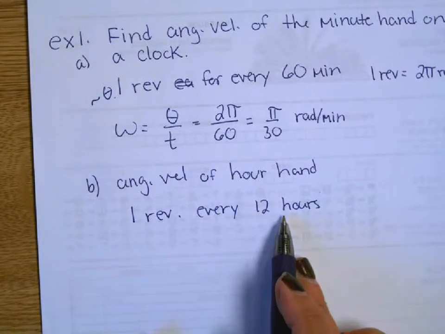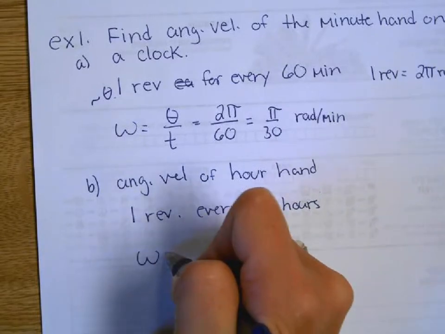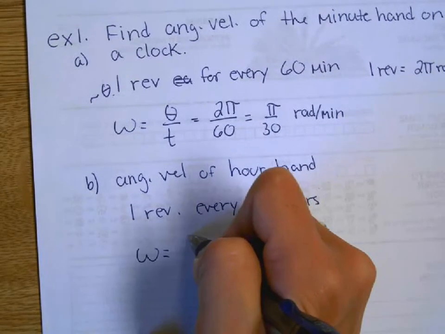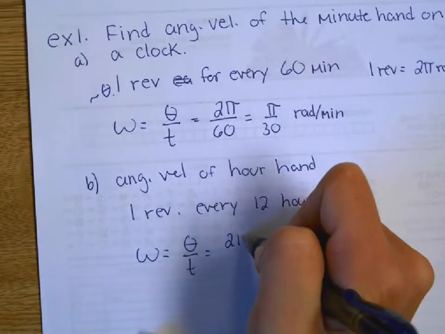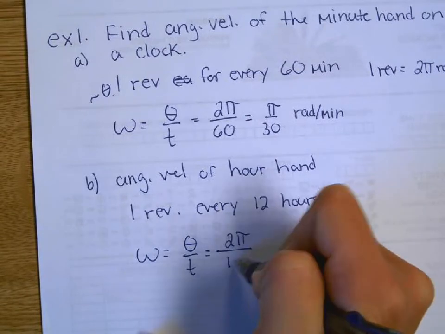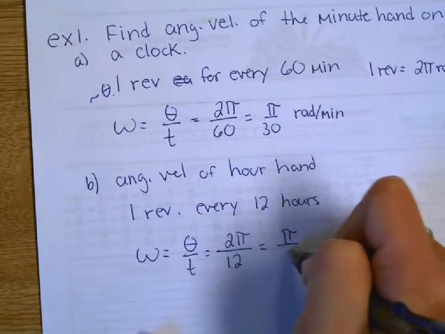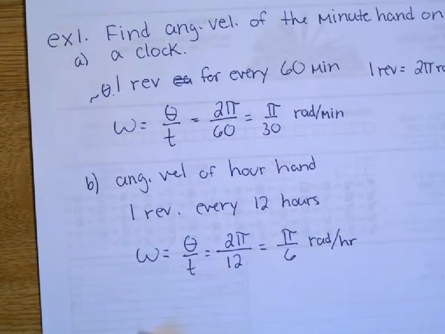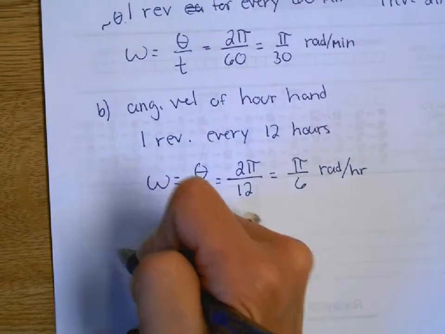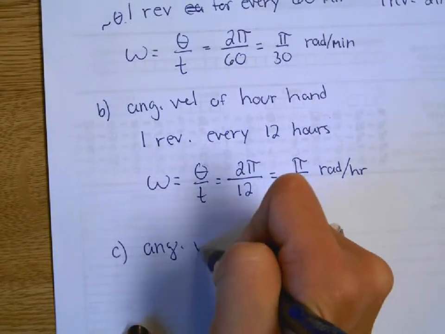Can you convert that information into an angular velocity? So what's my theta going to be? 2 pi over 12 hours. So my reduced answer, pi over 6 radians per hour. And then can you do the second hand all on your own? Try the second hand all on your own.